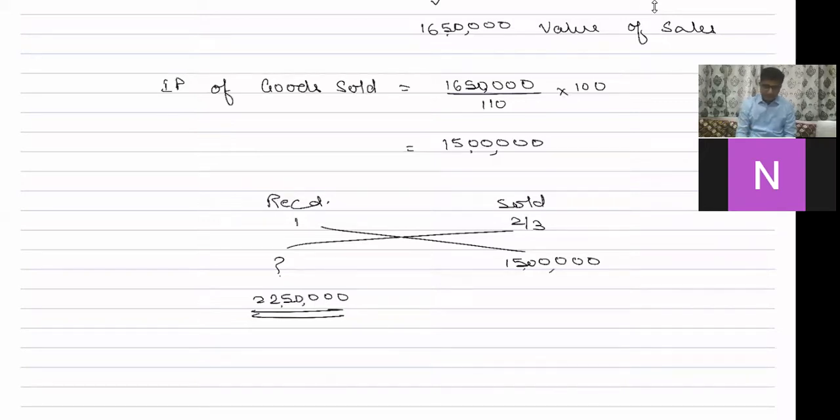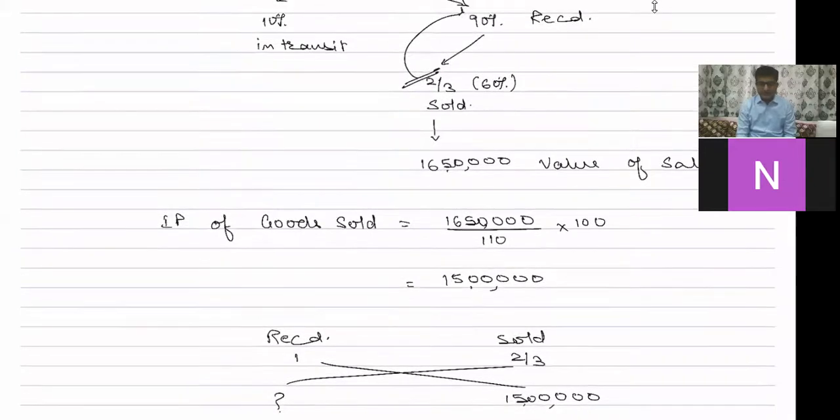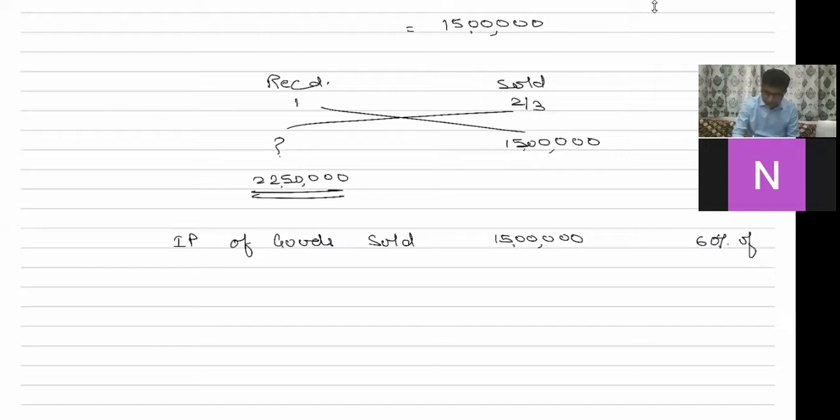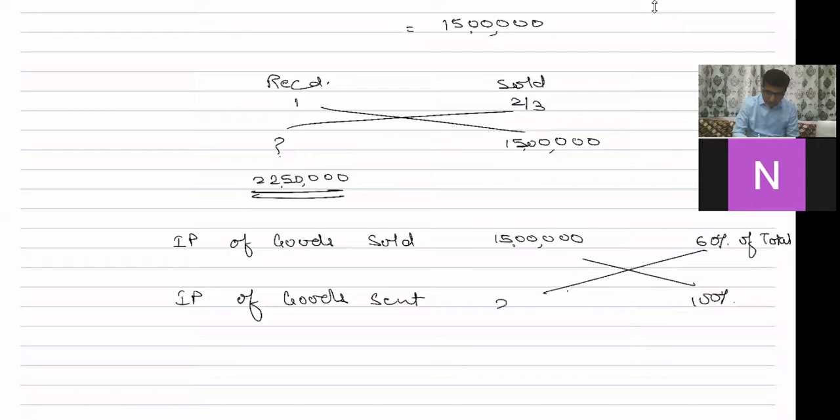Now observe the things further. इसी को मैं डायरेक्टली सॉल्व कर सकता था. कैसे? IP of goods sold 15 lakh, that is 60% of total. So what will be IP of goods sent? अगर मुझे डायरेक्टली सॉल्व करना है तो, क्योंकि डायरेक्टली सेंट पूछा था इसलिए मैं कह रहा हूं, which is 100%. So that comes to 25 lakh. Direct answer.